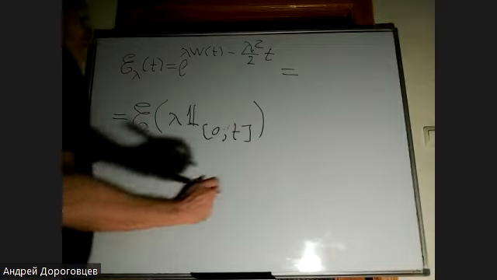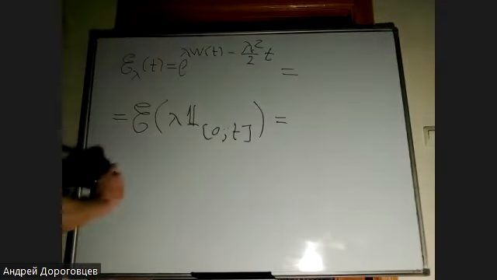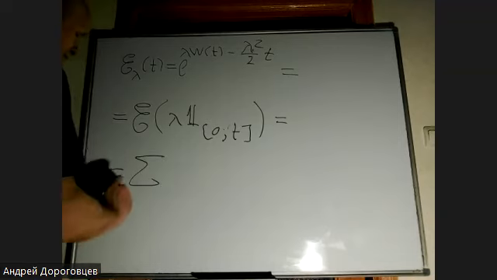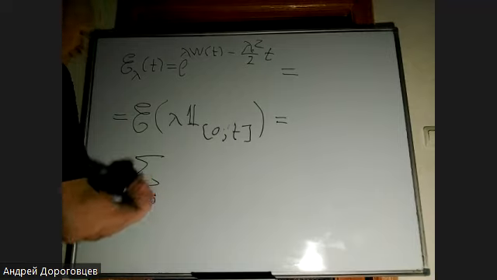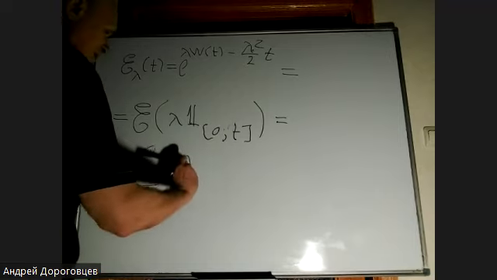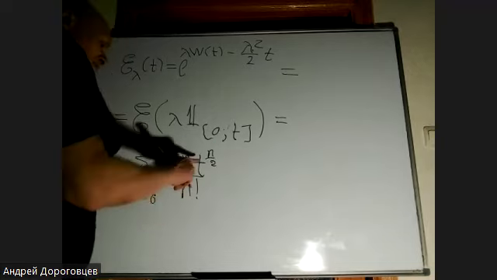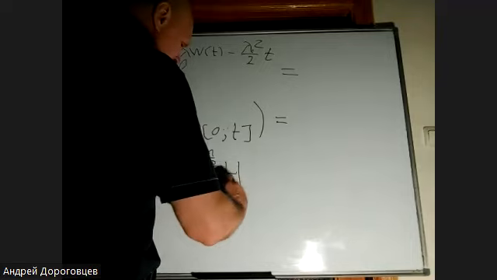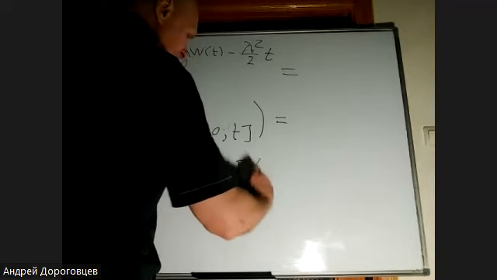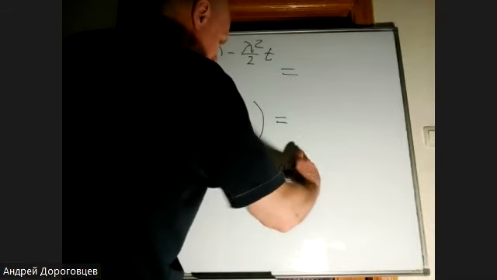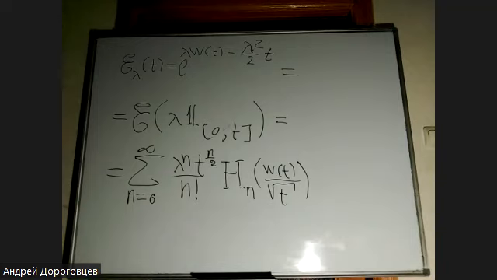And consequently, we know that it can be expanded as follows. The sum from n equals 0 to infinity of lambda to the n over n factorial, t to the power n over 2, times H_n, the Hermite polynomial, of W_t over square root of t. So we know such kind of expansion, which we already studied well.